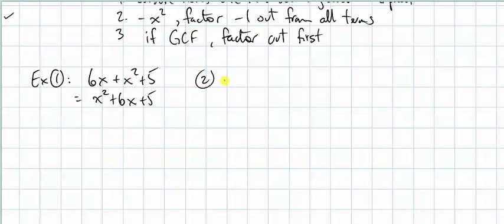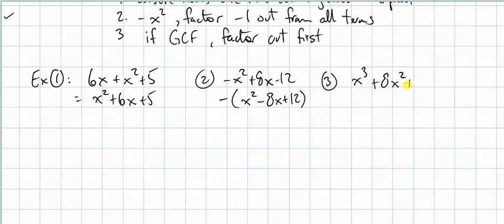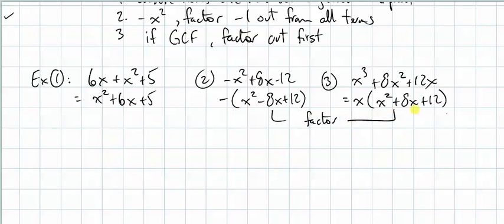If I gave you negative x squared plus 8x minus 12, you would factor out the negative, changing all of the signs. Third, if I give you an expression like this one here, recognize that all of the terms have a common factor of x, so factor it out, writing the remainder, and in each case here you should now check whether you can factor these expressions.